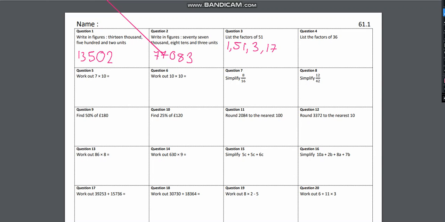Now 4, again, it's not an even number, so it doesn't work. 5 doesn't work because it's not got a 0 or 5 at the end. 6 doesn't work because it's not an even number, etc. So this one only has 4 factors, which is quite nice. This one's got a few more though, number 4.